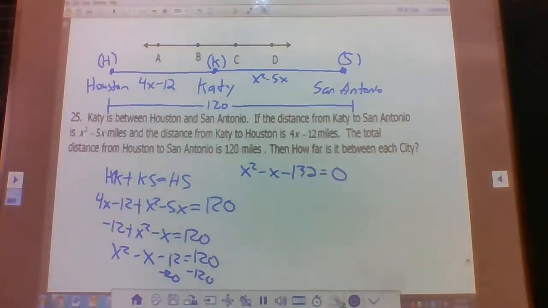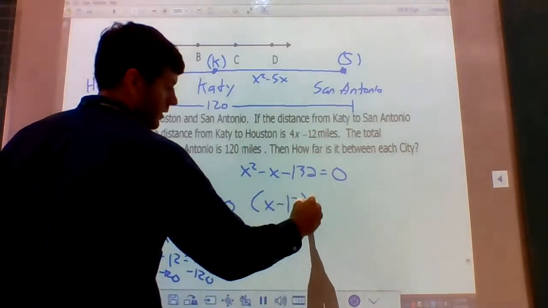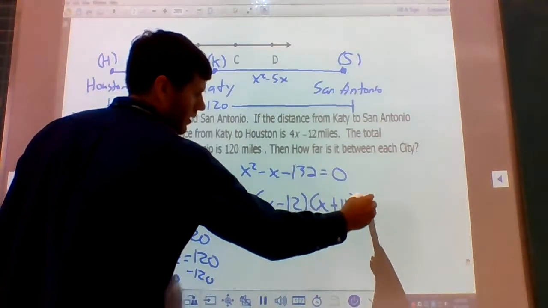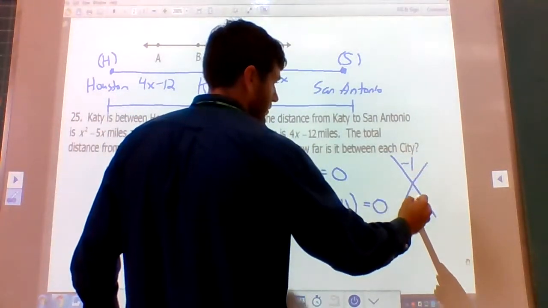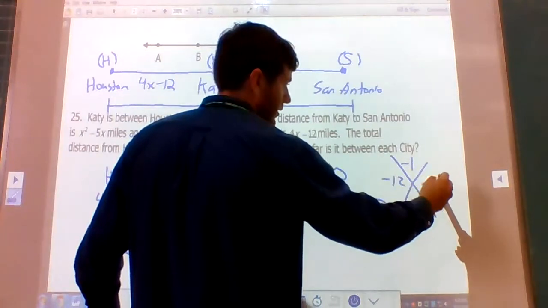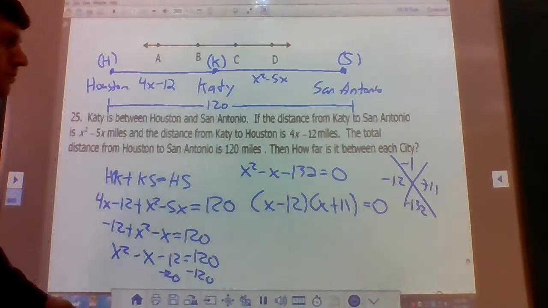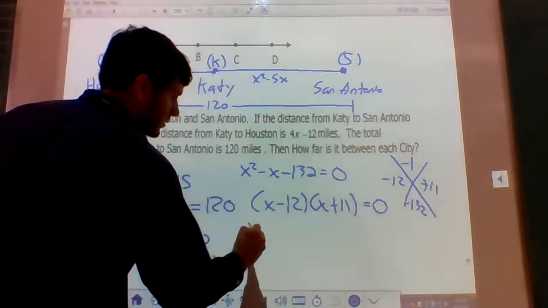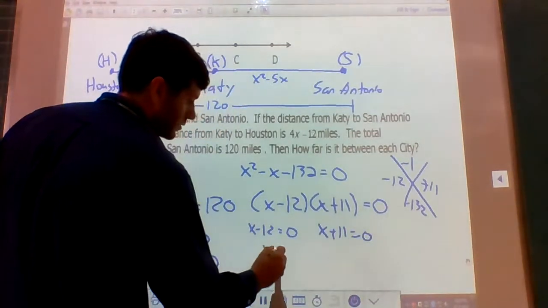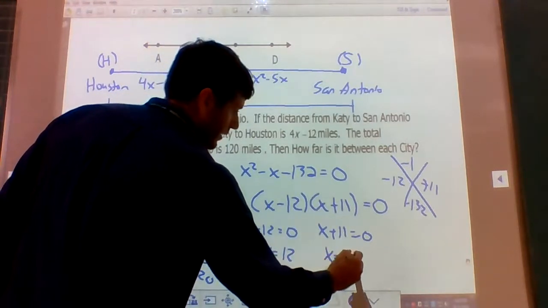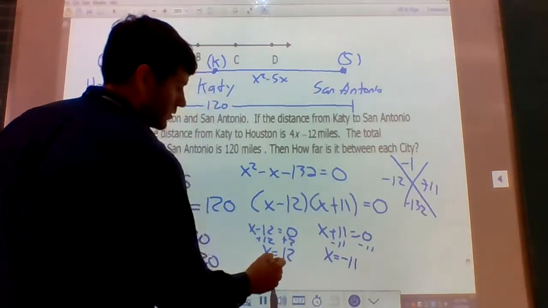From there, we need to factor. This is going to be minus 12 and plus 11. Again, you could do your x method. What adds up to negative 1 and multiplies to negative 132? Well, it's going to be negative 12 and positive 11. So x minus 12 equals 0, and x plus 11 equals 0. So we get x equals 12, and x equals negative 11, right? Add 12, subtract 11. Okay, so we get these two choices.